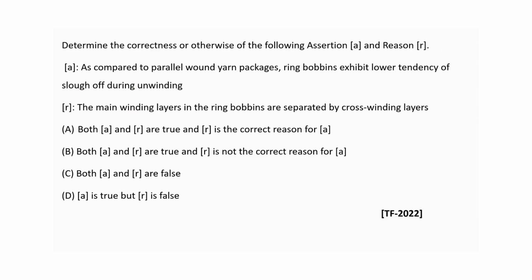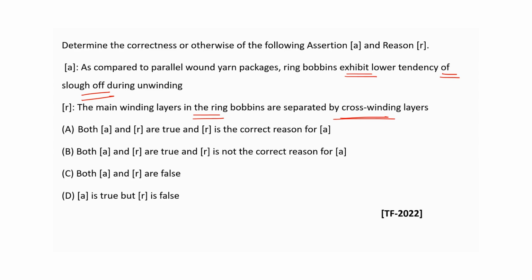This is also an assertion reason kind of question. In this question, the assertion is given as compared to parallel wound packages, ring bobbins exhibit lower tendency of slug off during unwinding. And the reason that is given is the main winding layers in the ring bobbins are separated by cross winding layers. So it is a 2-mark question. So you need to understand what is slug off, what is the function of parallel wound packages, or what is the function of ring bobbins, what is winding layer, what is cross winding. You need to know these terms clearly.